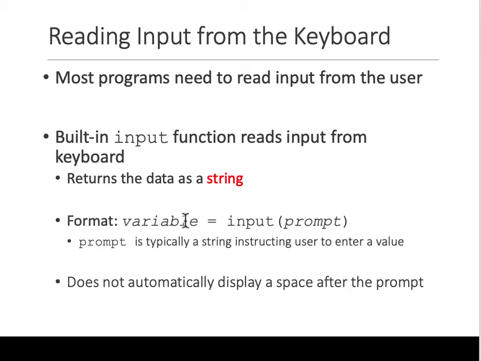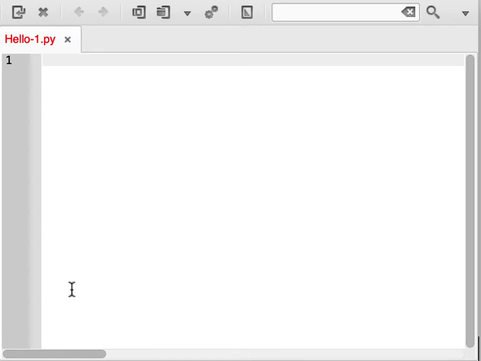You define a variable in which whatever the user enters, that value will be stored. And then the function is input, and then you give a prompt to the user. Then whatever that is will be stored in this variable. So let's look at an example.